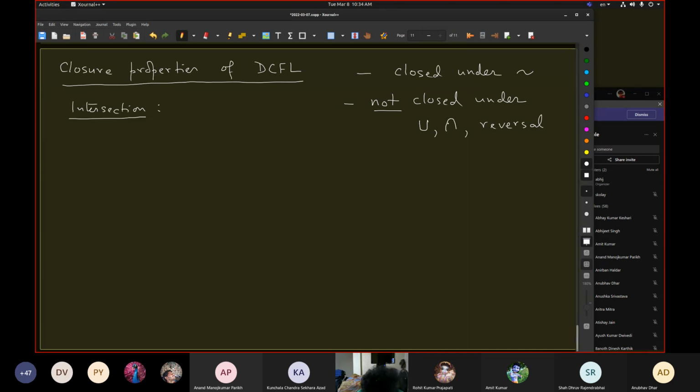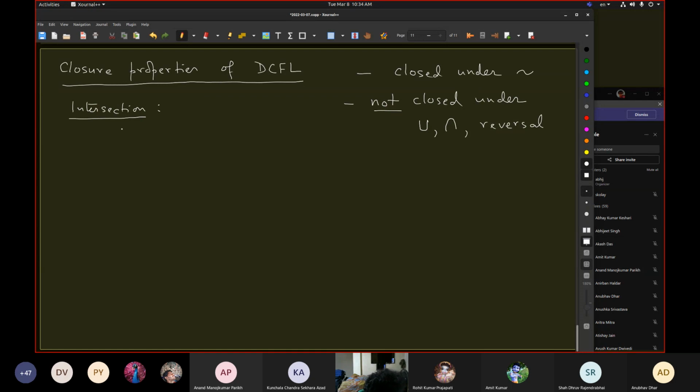But you know, the context-free languages, CFL, are closed under union, but DCFL are not closed under union. So this is another difference anyway. So that's not an issue.